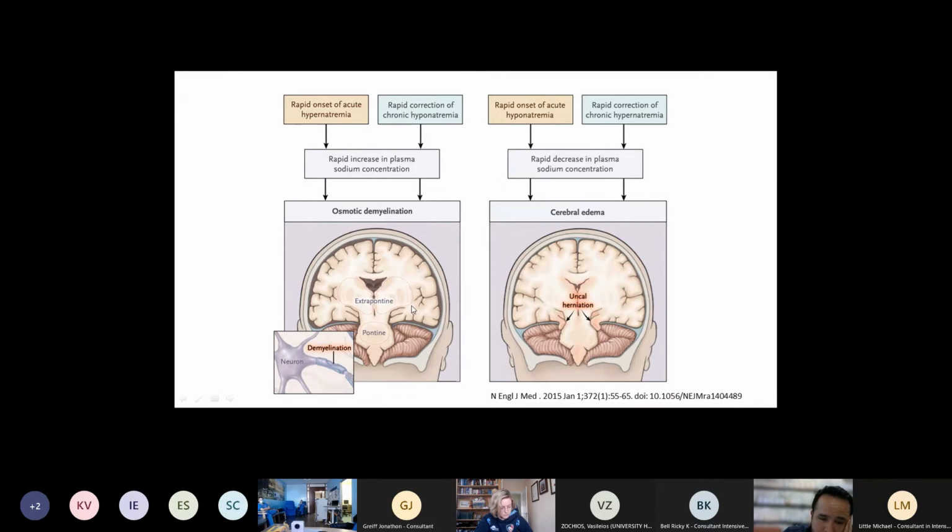This will just cause shrinking of the neuron mass, and this in turn will destroy the myelin surrounding the neurons. Whereas on the right side of the slide, we see how a patient who has had a very rapid onset of hyponatremia, or a patient who got corrected hypernatremia very quickly, will produce cerebral edema, no? And there is a risk of herniation and possibly death from this happening.